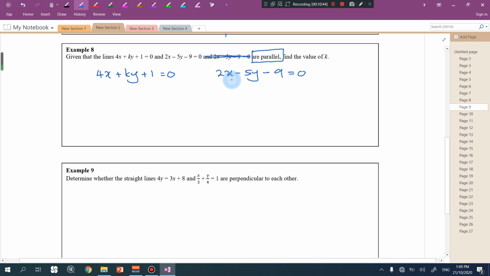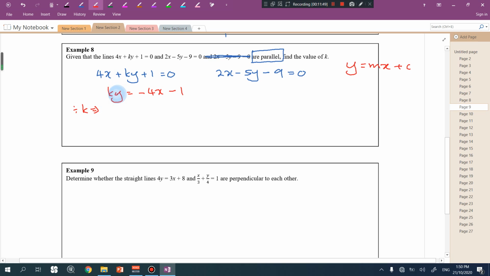Okay, so how about I try to change this equation to the form y equal to mx plus c first. So I move these two terms, 4x and positive 1, over here. So it becomes ky is equal to negative 4x minus 1. And then can I say that the gradient is equal to negative 4 and the y-intercept is equal to negative 1? No, cannot. Still remember what I told you just now. If you want to get the gradient and the y-intercept just by directly looking at this equation, you have to make sure that the coefficient of y is equal to positive 1. Now we have k over here, so we don't want this k. So what should we do? We divide this whole equation by k.